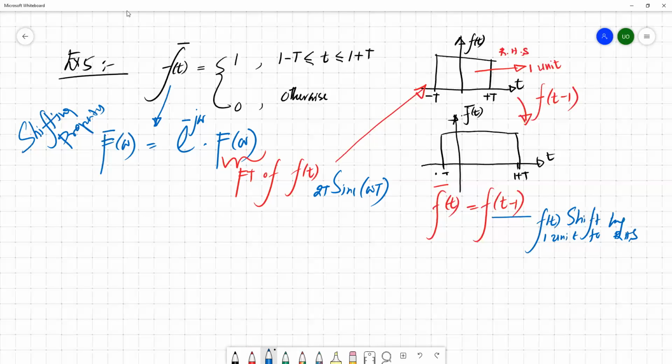So the Fourier transform of this f bar t: in the time domain, we identify that f bar t can be easily derived by shifting the original symmetric rectangular pulse by 1 unit to the right hand side. That shift reflects in the frequency domain as an exponential prefactor. If you remember these properties, it is basically an exponential prefactor. So this equals e to the power minus j omega times 2t sinc omega t.